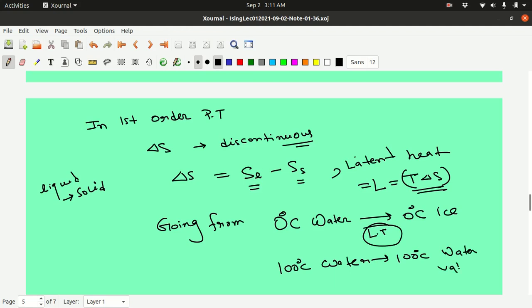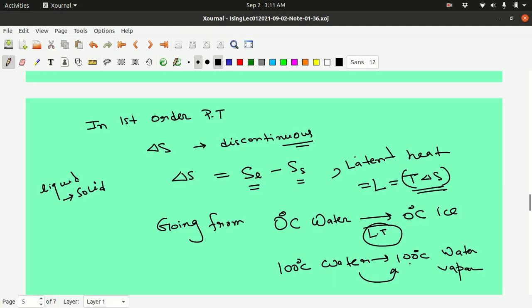So going from this to this needs a latent heat, and that is a transition. So you can have water at 100 degrees Celsius, but the heat you need to go from 100 degree Celsius water to 100 degree Celsius water vapor is basically the latent heat. And you know that 100 degrees Celsius is the boiling point of water, and 0 degrees Celsius is the freezing point of water.